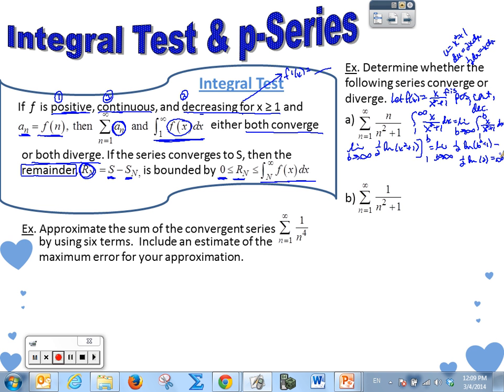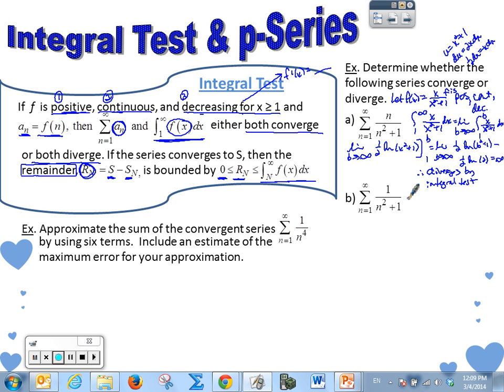And so by the integral test, if the integral diverges, then the series diverges. They go hand in hand. Whatever the integral does, that's what the series does. So we would say, therefore, diverges by the integral test. Okay? All right, let's look at our next example.